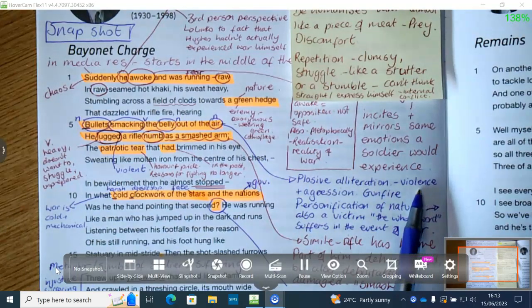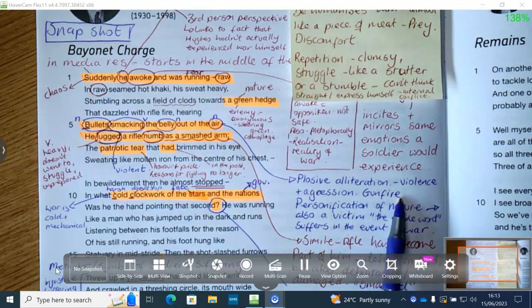Maybe it highlights the violence and aggression that's required by soldiers, and the violence and aggression that they witness on the battlefield. It could also reflect the gunfire, so it's really helping to bring an auditory element to this poem. The reader can really hear the sounds of the trenches and the front line, as well as them being described, so that we can see them and visualise them.